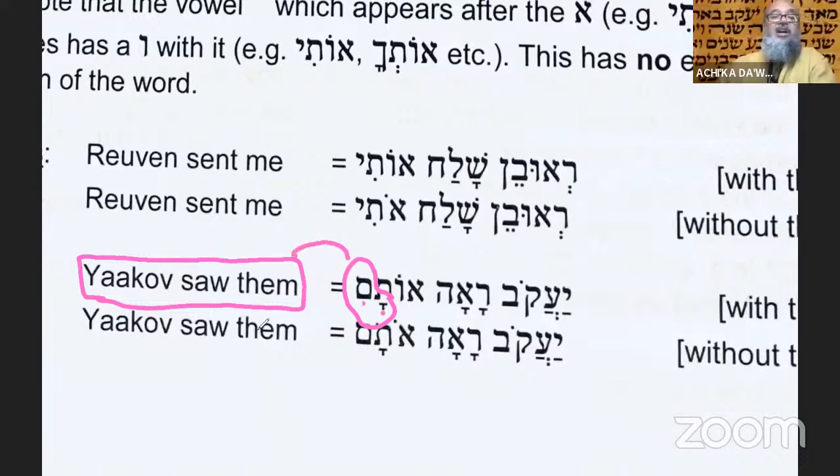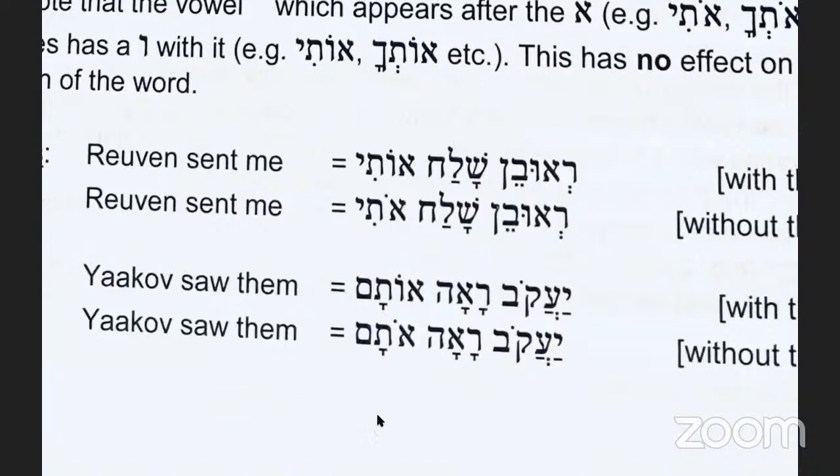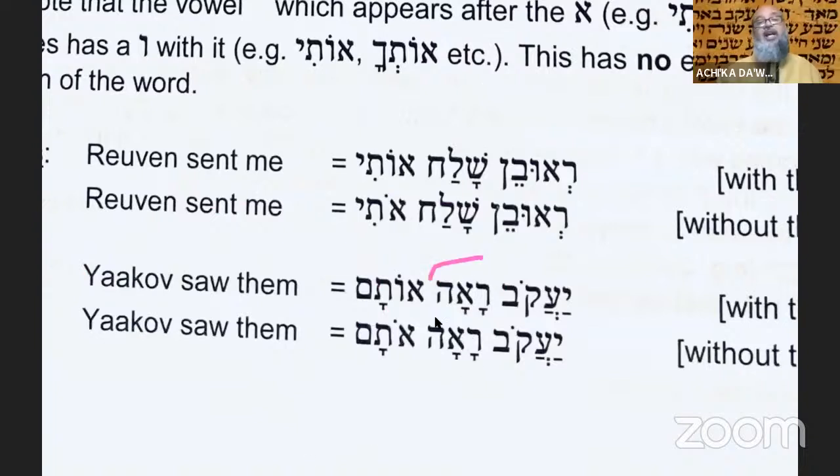Okay. What word is for saw? Ra'ah. And of course, Yaakov is the first one. So Yaakov Ra'ah Otham. Say it. Yaakov what? Ra'ah, Otham. So Ra'ah means to see.